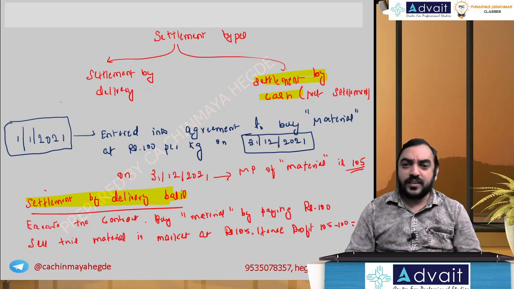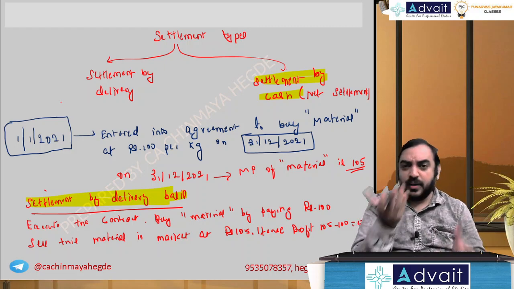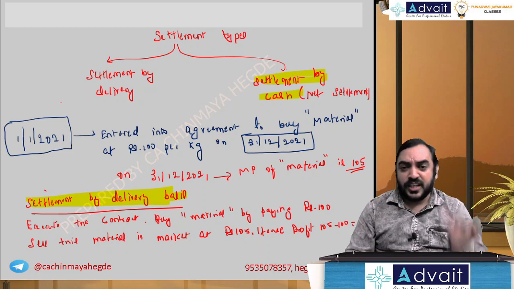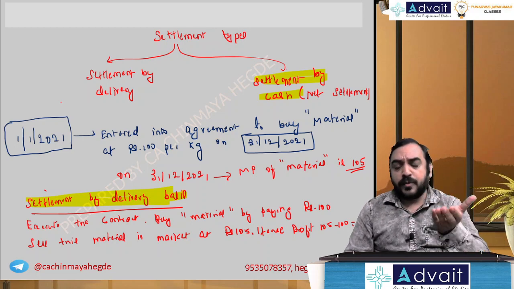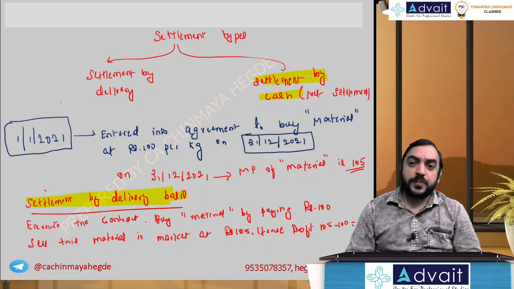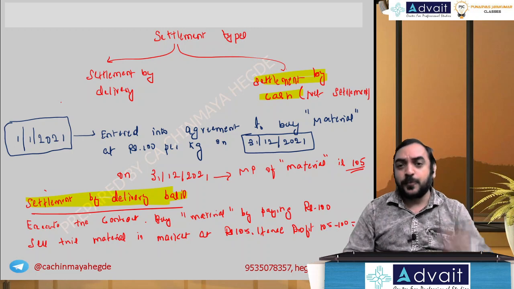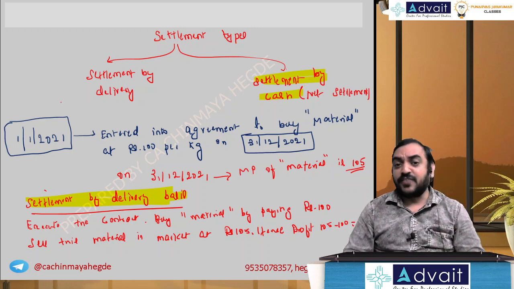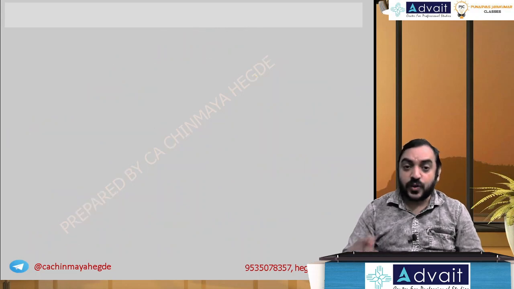You made your profit. Ultimately, what is your profit? 5 rupees. No difference: from me you buy at 100, you go to the market at 105, you make a profit of 5 rupees. That 5 rupees I will only pay to you. Let's cancel the agreement. You are happy, I'm happy. We can save all these transaction costs, unnecessary delivery things. That is called settlement by net basis.